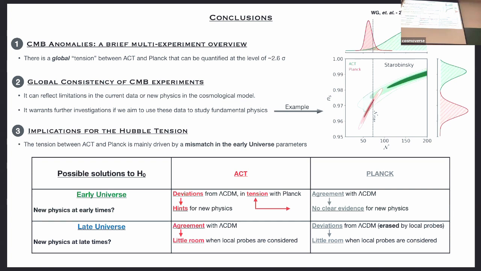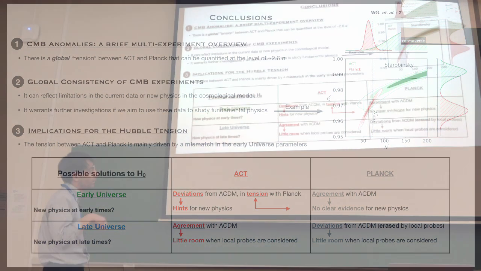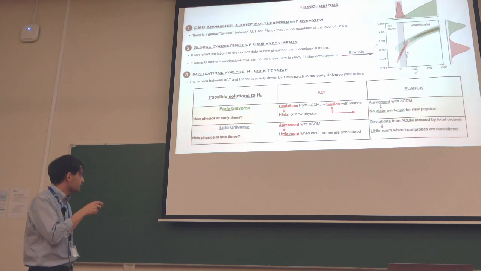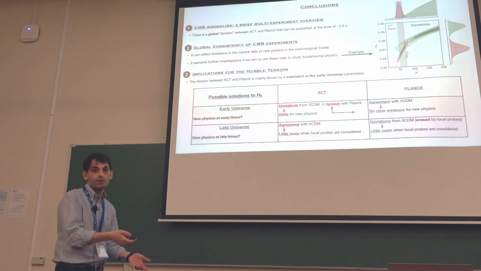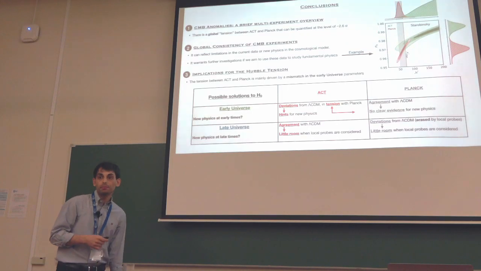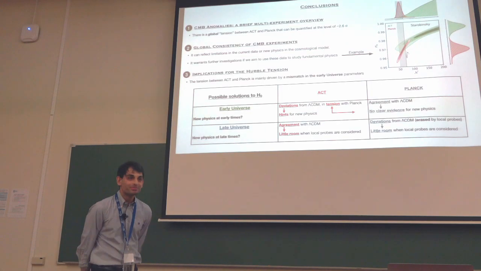So this may also have some implications for the Hubble tension, because we have seen that ACT shows deviations from ΛCDM in the early universe, in tension with Planck. On the other hand, Planck is in agreement with ΛCDM in the early universe. As a result, we have hints for new physics in the early universe in ACT, and not clear evidence for new physics in Planck. If instead your preferred model to solve the tension involves new physics at late times, then I would say that as soon as we include local probes, you have very little room to accommodate new physics, in ACT and in Planck. And thank you for your attention.